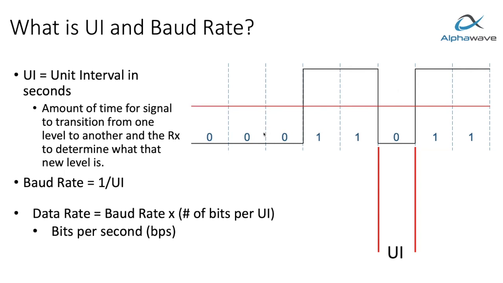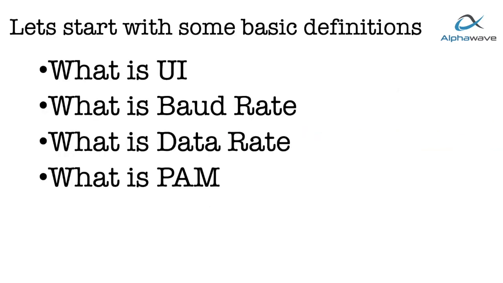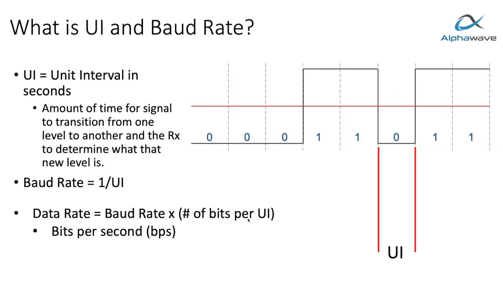The baud rate is 1 over the UI. So if this UI here was 100 picoseconds, 1 over that would be 10 gigabaud. And the data rate is the baud rate times the number of bits per UI. So with this NRZ signal, we're sending 1 bit of information per UI. And so that 10 gigabaud rate would be the same for data rate. It'd be a 10 gigabit per second data rate. So how many bits we're sending per second.